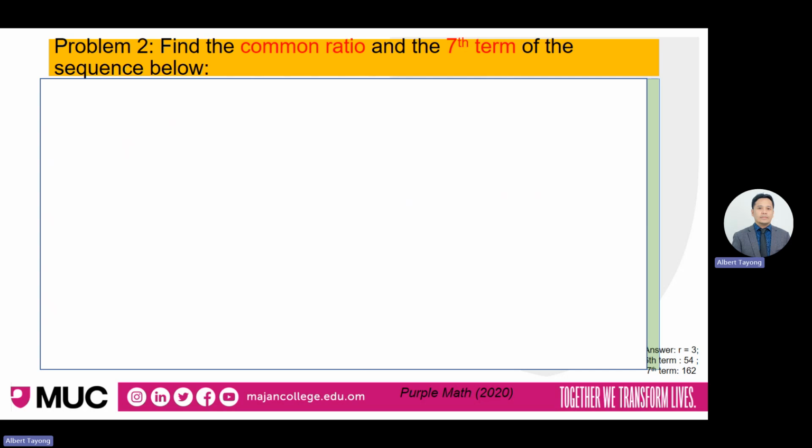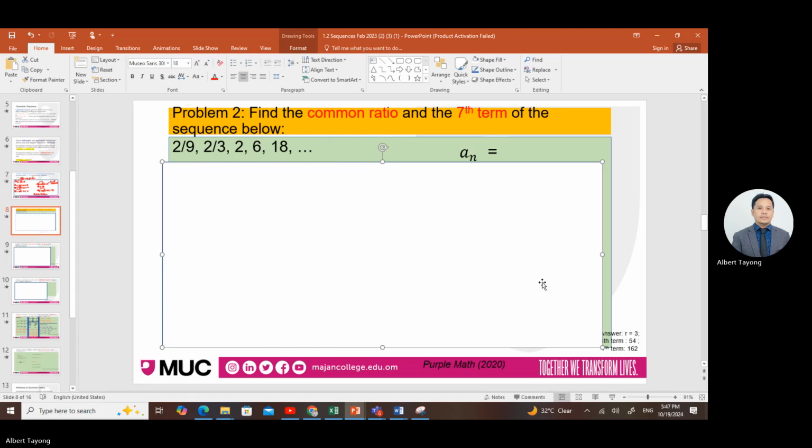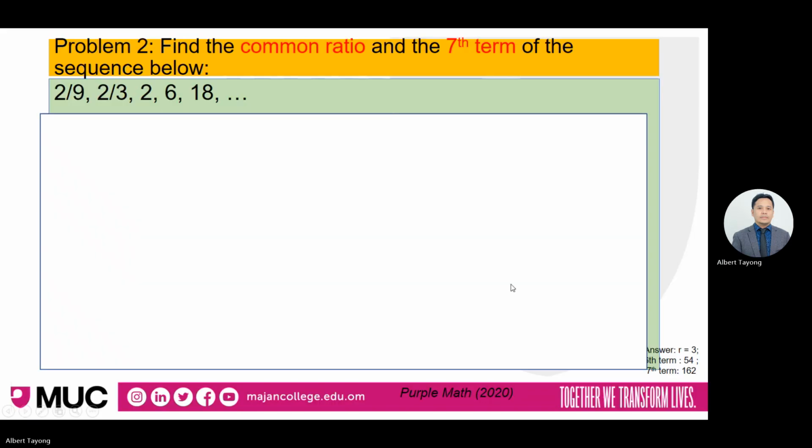The question is to find the common ratio and the 7th term of the sequence below. I think the sequence is hidden. So let's just try to show it. Okay, so this is our sequence here.